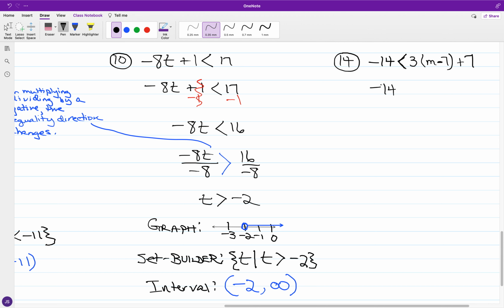So I have the variable we're solving for to be m, and right now we have m as part of the binomial m minus 7, and we have the coefficient 3 in front. And so I can just take care of the parentheses upon distributing 3 over the quantity of m minus 7. So we'll have 3m minus 21, followed by the addition of 7. And gathering the constants on the right, I'm going to have -14 is less than 3m, and -21 plus 7, that is going to be a -14.